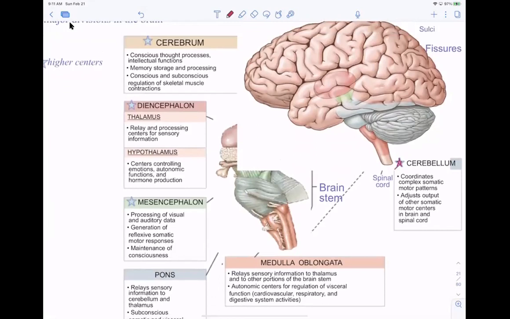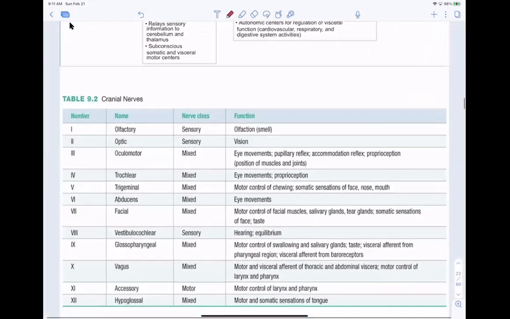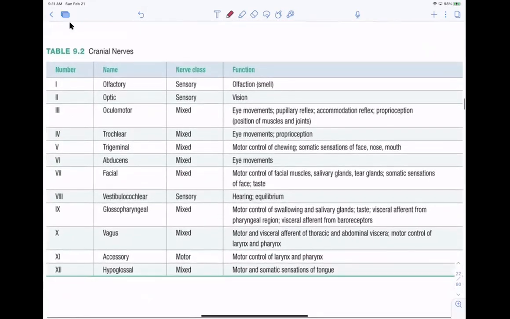Review with the cerebellum and the medulla oblongata and pons, mesencephalon, which is the same as midbrain, and diencephalon and cerebrum. So it just kind of goes through the basics of what each does. Cranial nerves, just touch on this.